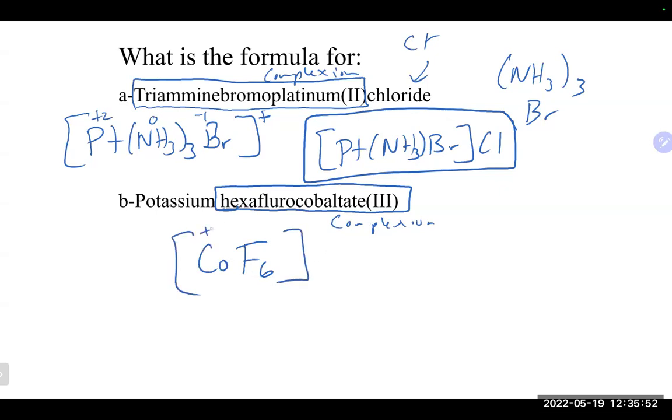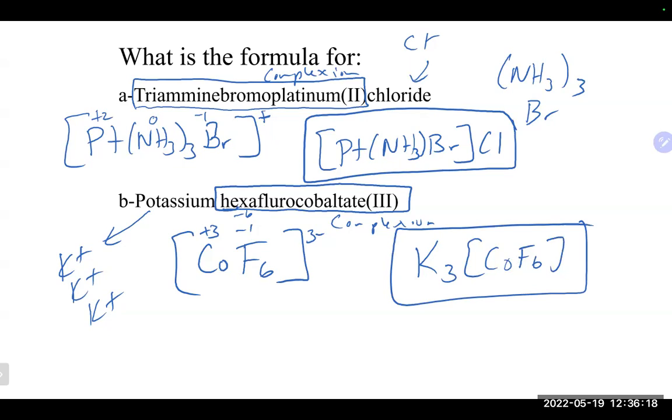Once again, we know the cobalt there from the name is +3. Obviously, our fluorine is -1, which gives us a -6, which means overall we are rolling with a -3 on our complex ion. That's important because that means we need not 1, not 2, but 3 of those potassiums to balance it out. And that would give us something like K3CoF6 right there. Any questions on naming complex ions, coordination compounds, or writing the formula for any of those?